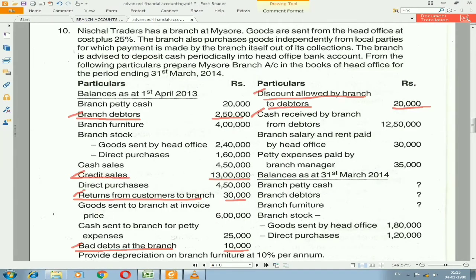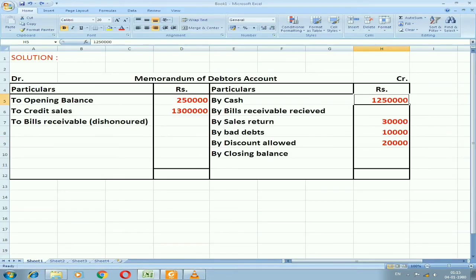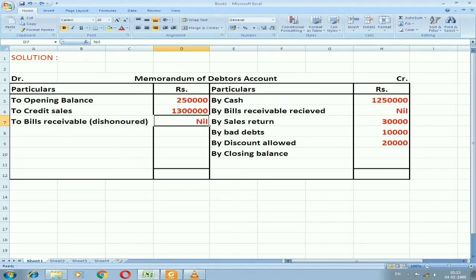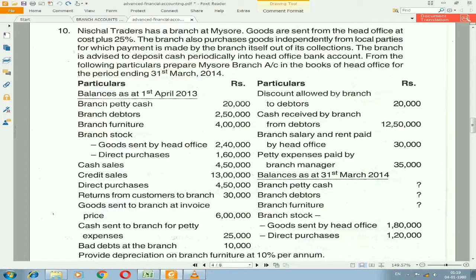Then we have cash received by branch from debtors or from customers, 12,50,000. Then bills receivable on both sides will be nil as we don't have information on that. Then we need to close the memorandum of debtors account. The total will be more on the debit side, that is the amount of rupees 15,50,000, same total on the credit side, and the balancing figure of the debtors closing balance will be the amount of rupees 2,40,000, that we are supposed to take to the branch account.